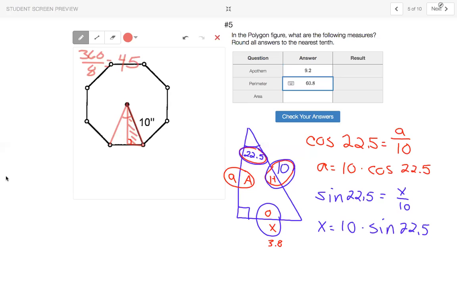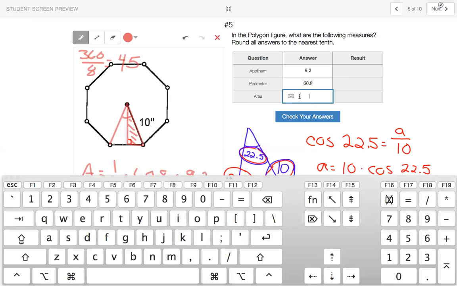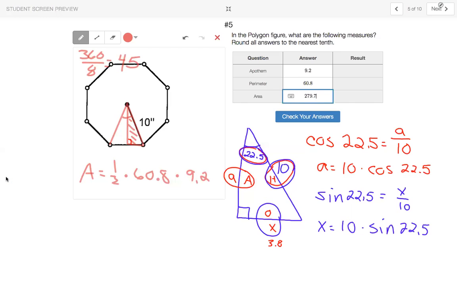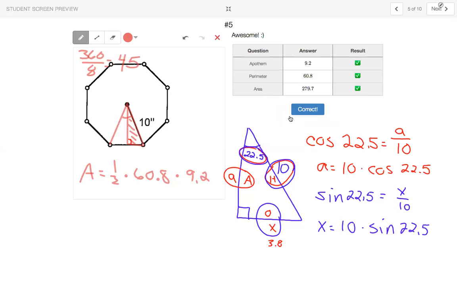we've got to do our area equals 1/2 times the perimeter, 60.8 times the apothem, 9.2. 0.5 times 60.8 times 9.2. I get 279.68 or 279.7. Check my answers. They say they're all correct.